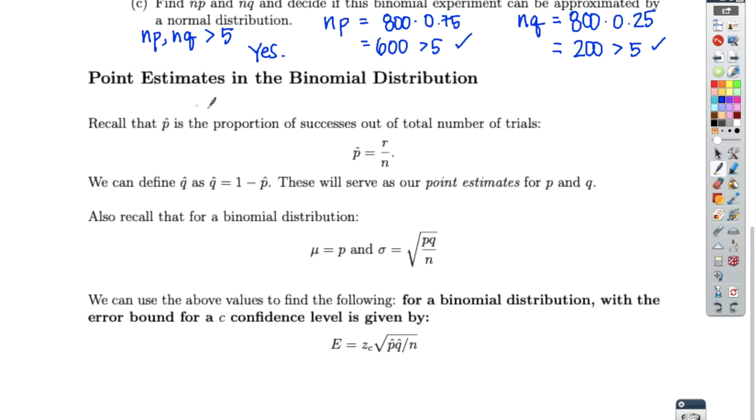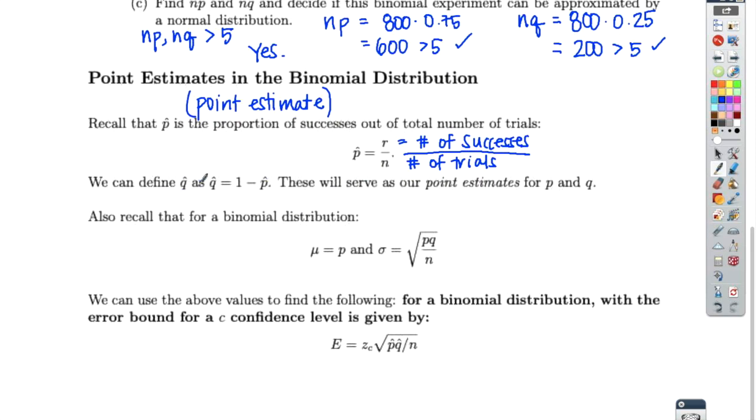And this is called a point estimate, which is basically an estimate based on a sample, which is what we're doing with that 800. 800 is a sample, so we'll estimate the probability of success using a sample. P hat equals the number of successes, R, over N, which is the total number of trials. So P hat is basically our sample estimate of probability of success.